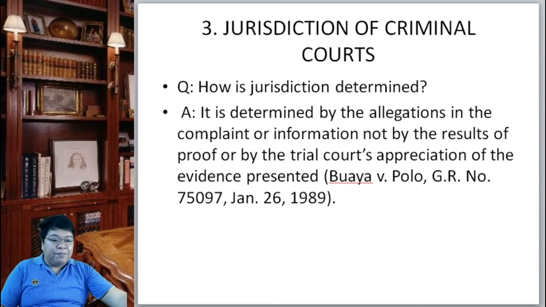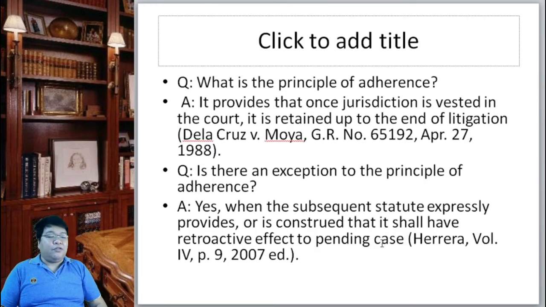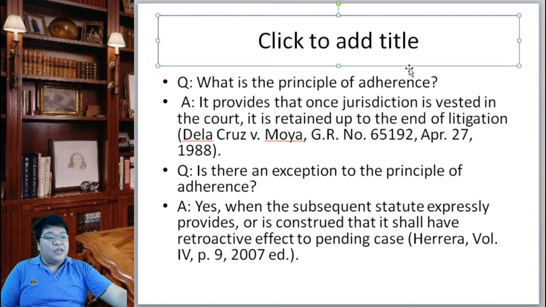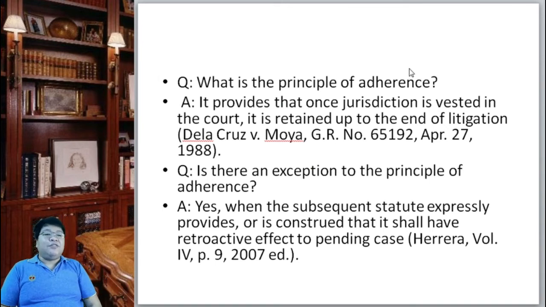Now, we proceed. So, guys, this is one important principle. It's the principle of adherence. What is this? It provides that once jurisdiction is vested in the court, it is retained up to the end of litigation. The exception to this principle of adherence is when a subsequent statute expressly provides, so it is construed to have retroactive effect on the pending case. So, that is the principle of adherence.